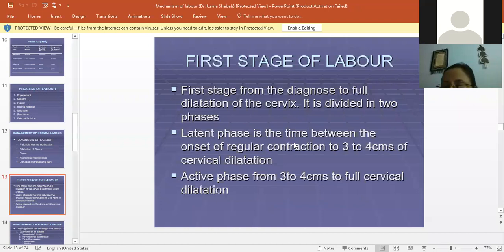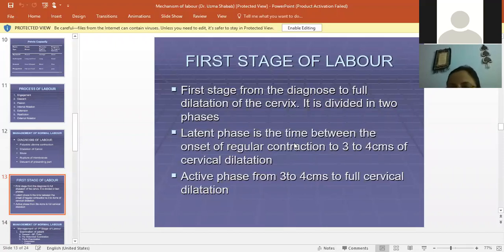Normally, labor is divided into 3 stages: first stage, second stage, and third stage. What is the first stage? The first stage is from the start of labor till full dilatation of the cervix, that is about 10 centimeters. Again, this first stage is divided into 2 parts: latent phase and active phase.